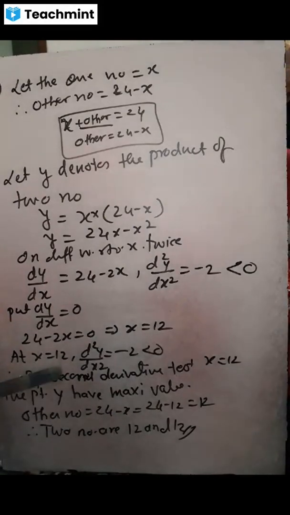Now at x equal to 12, d2y by dx square has the value minus 2, which is less than 0, and therefore we can say that it has a maximum value. So by the second order derivative test, at x equal to 12 we have the maximum value, and the other number we can find by putting the value of x in 24 minus x, that is 12. So the two numbers are 12 and 12.